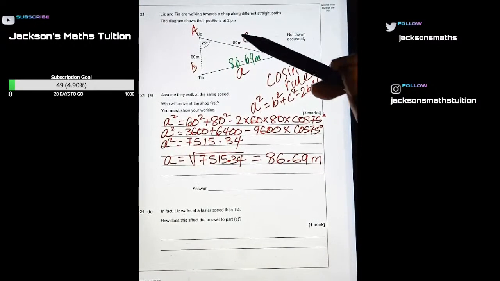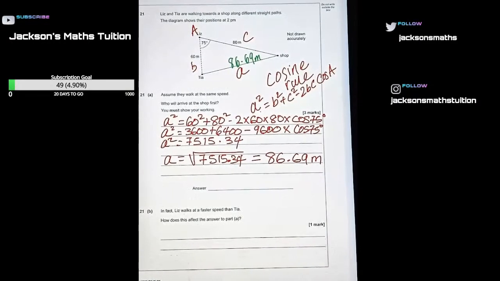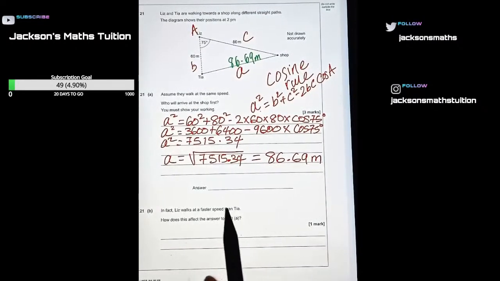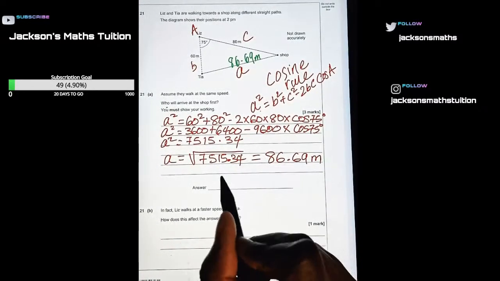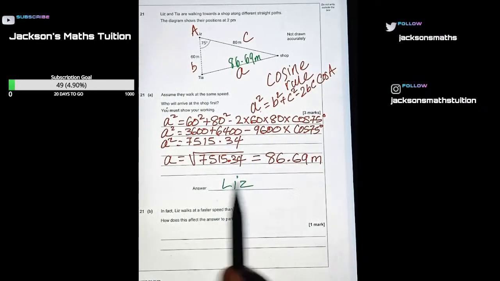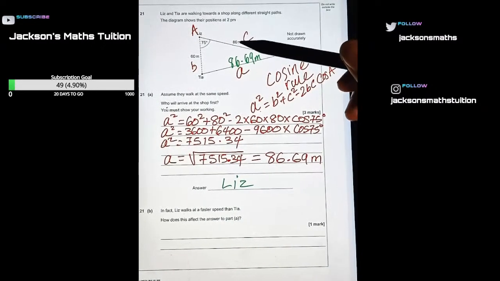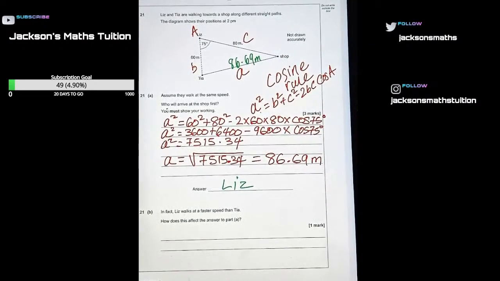Now, if you compare that distance with Liz's distance, we can see that Liz will travel a shorter distance to the shop. Okay? Who will arrive at the shop first? It's going to be Liz, because Liz's distance is 80 meters and Tia's distance is 86.69.